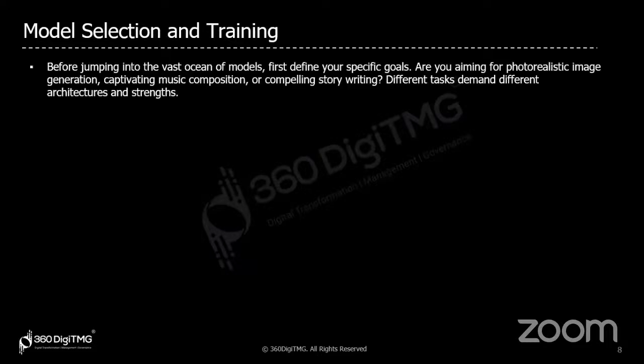So let's talk about model selection and training. Before jumping into what all different models are available, again, we need to take a step back, go back to square one, and revise what the specific goals are that we defined. What kind of thing are we aiming for? Are we trying to write a story? Are we trying to generate images? Are we trying to generate videos? Are we trying to generate some music? Right? What kind of project are we trying to achieve? What kind of goal are we trying to achieve at the end of the day? What is the problem that we're solving? Right? So different tasks will demand different architectures and strengths.